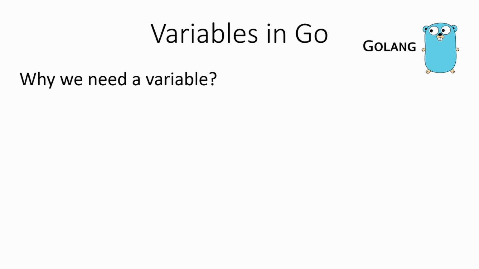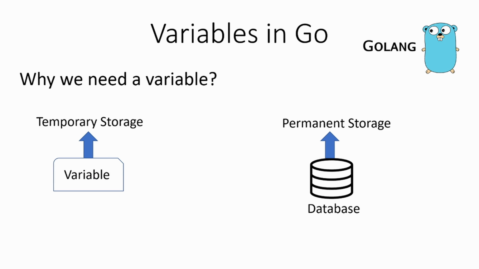Why we need a variable? Variables are used to store information and can be manipulated in a program. Variables are used only for temporary storage. For permanent storage, the database is used.